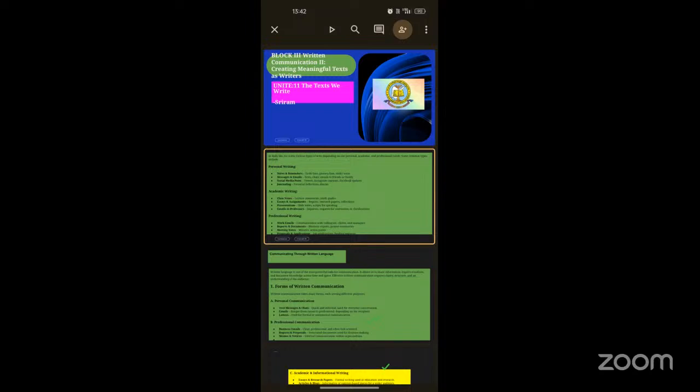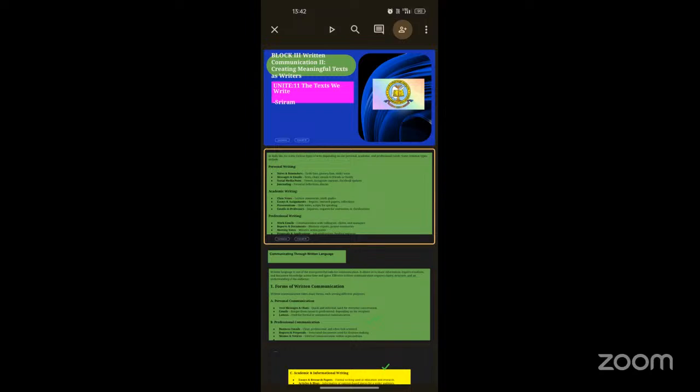Research and referencing abilities. For academic and professional writing, research is crucial. It's important. Information gathering, finding reliable and relevant sources to support arguments, evaluating the credibility of sources, citations and referencing, properly crediting sources using styles like APA, MLA and Chicago.